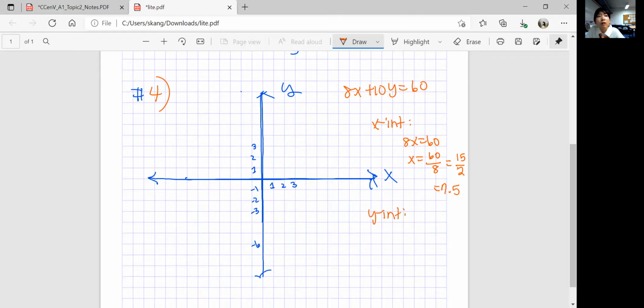Y-intercept is when x is equal to 0. So 10y is equal to 60. Y is equal to 60 over 10. That is just 6. Okay, so your y-intercept, 3, 4, 5, 6 starts here. Your x-intercept is 4, 5, 7, 8. So 7.5 over here. And draw the line between those 2 points.